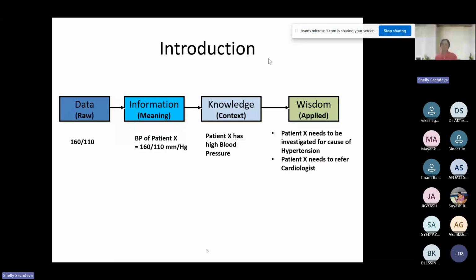Now, what further should be done, right? The patient X needs to be investigated for this high blood pressure, which is usually referred to as hypertension. So the patient X needs to be referred to the cardiologist, which is referred to as wisdom. So this is the transformation, a journey from data to information by appending a meaning, then extracting the knowledge out of it, and finally extracting the wisdom for that particular system. Now, since the terms data, information, knowledge, and wisdom are clear to us, I'll talk about AI, right?